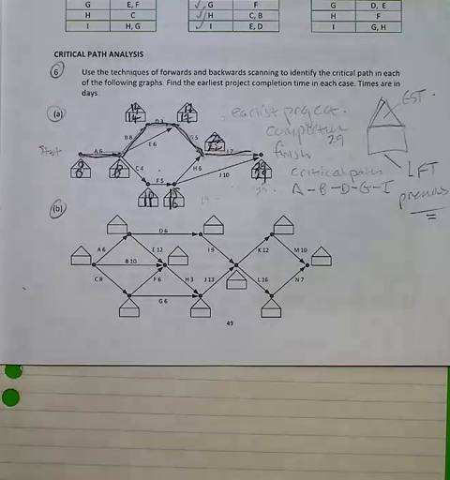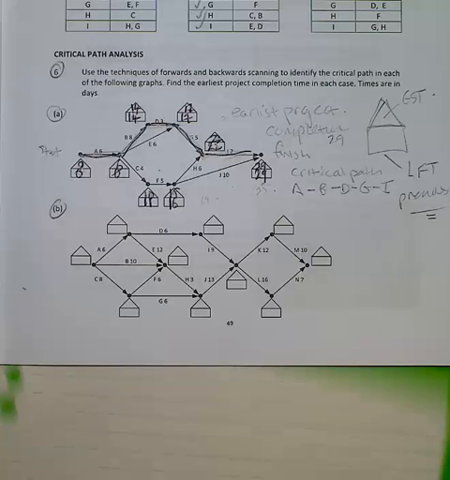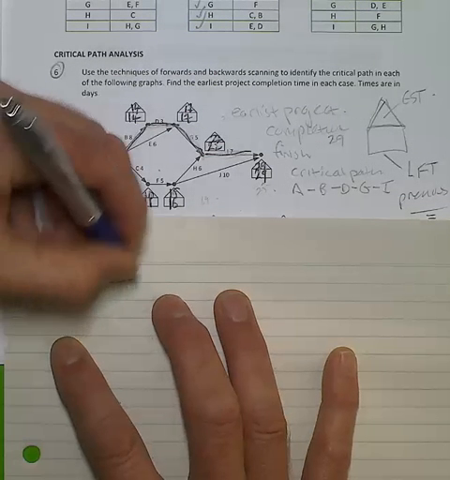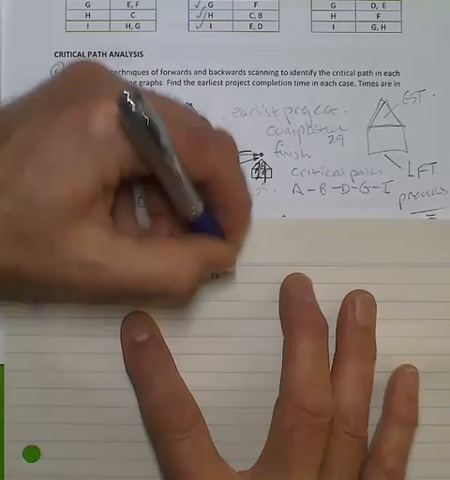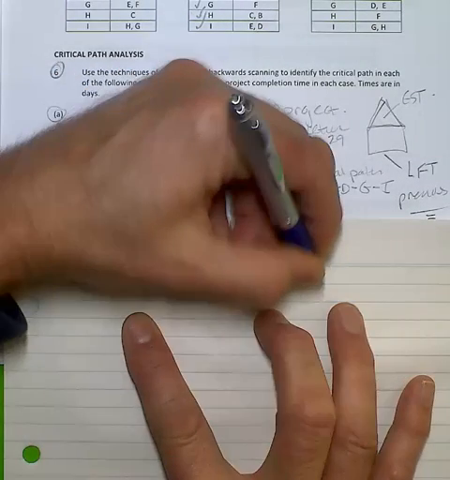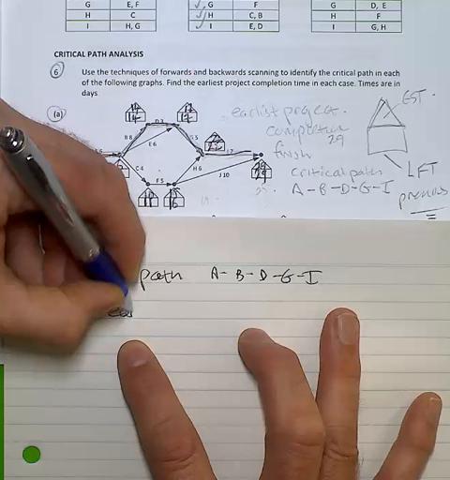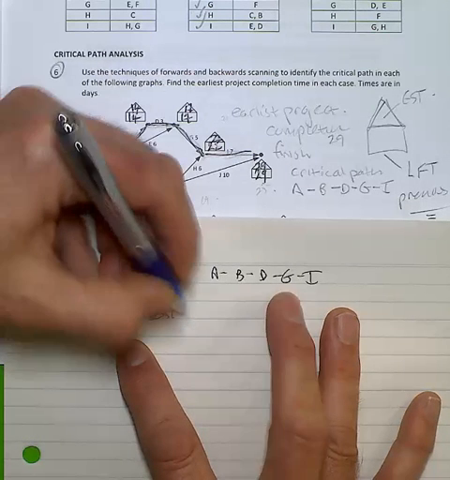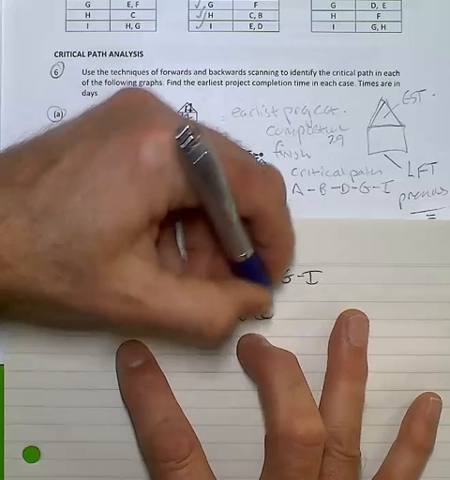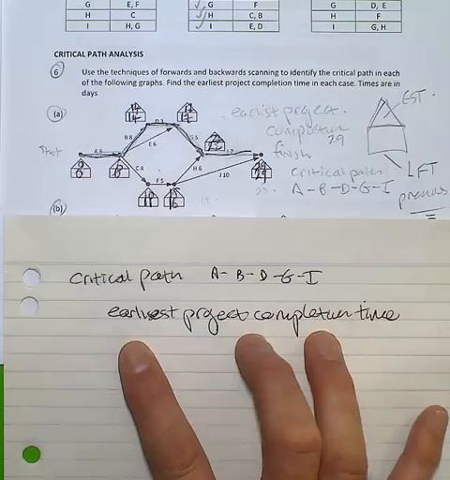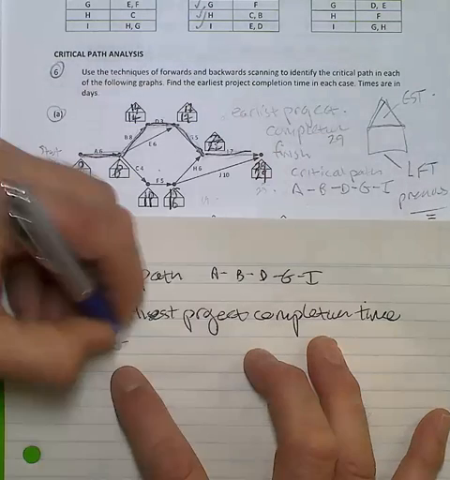Take some time to work through it and make sure that you're able to summarise the finishing. I'll just do that neater. So the critical path, and the earliest project completion time, well, that's equal to 29 units.